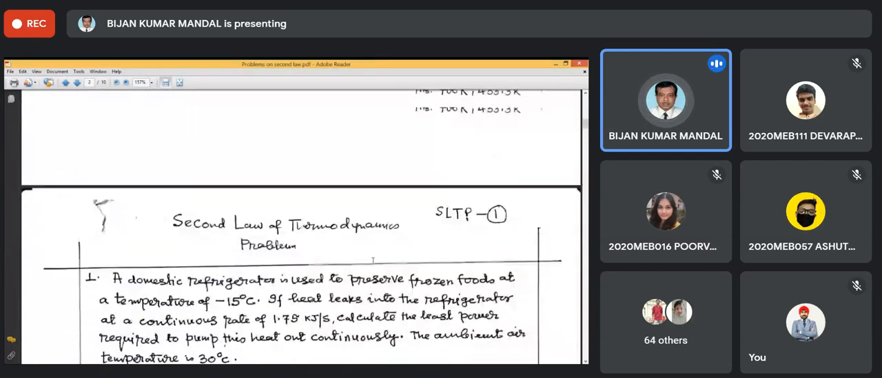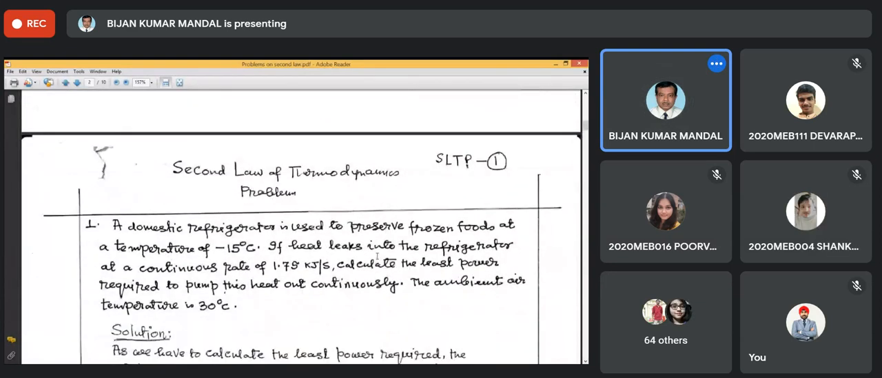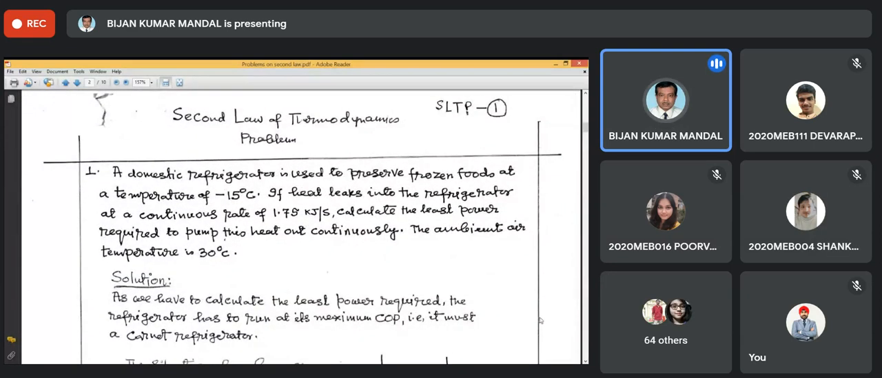Maybe I think some of the problem was solved here. Okay, let us see. So the problem is like this. A domestic refrigerator is used to preserve frozen foods at a temperature of minus 15 degrees centigrade. So this is the problem of refrigerator. If heat leaks into the refrigerator at a continuous rate of 1.75 kilojoule per second, calculate the least power required to pump this heat out continuously. The ambient air temperature is 30 degrees centigrade.